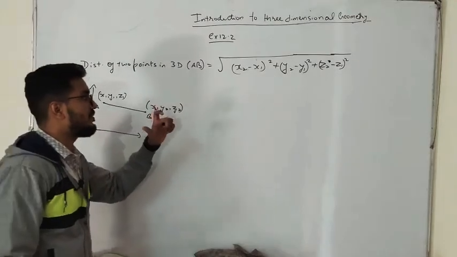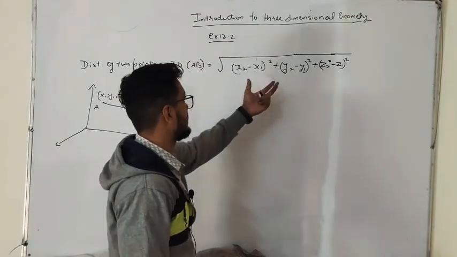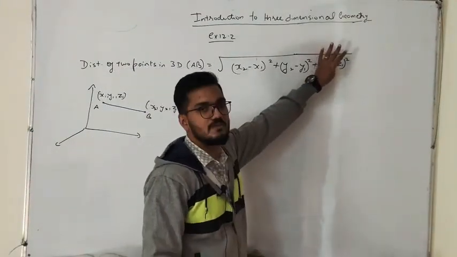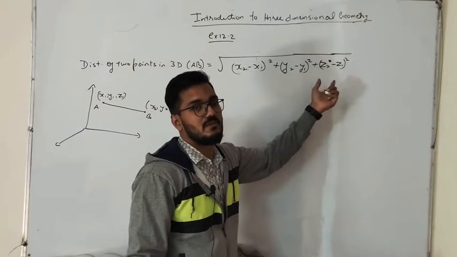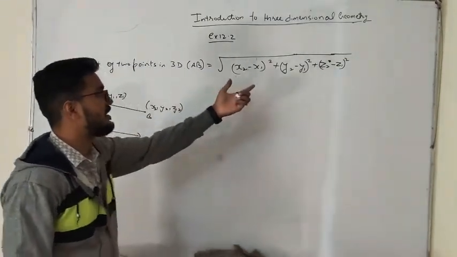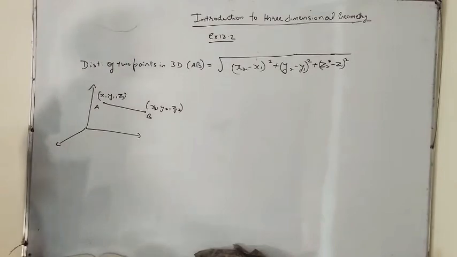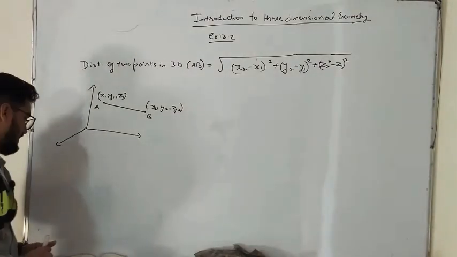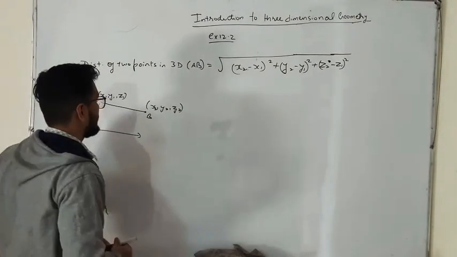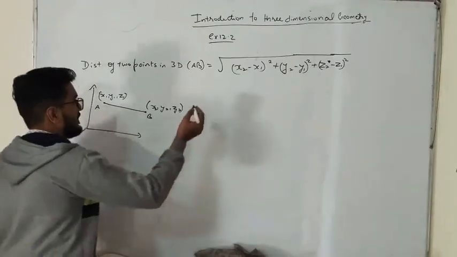So far we have studied the distance between 2 points in 2 dimensions, and this much of the formula we were using. Now a 3-dimensional formula will also be introduced. The third coordinate, that is the z coordinate, will also be taken into consideration. So let's start the exercise with this.